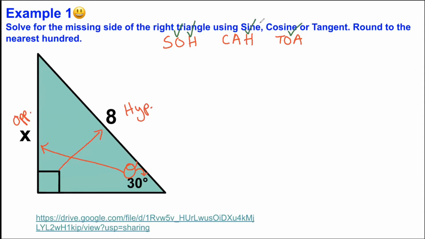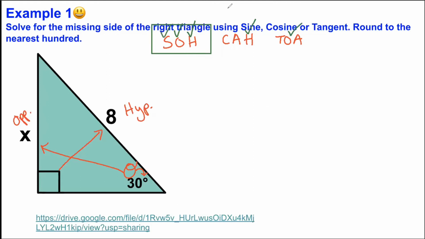So the reason why I check mark my sides here is because I want to figure out exactly which function I'm going to use, which of the ratios. Now notice that sine is the one that has the two check marks. So therefore, I'm going to use sine for this particular example.